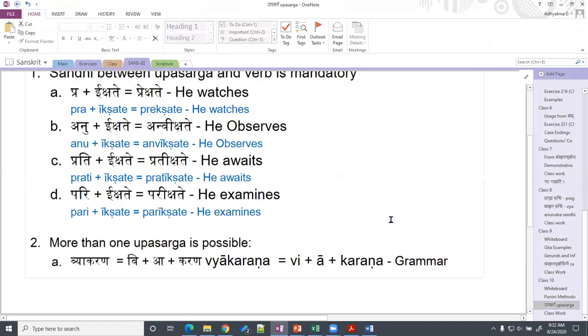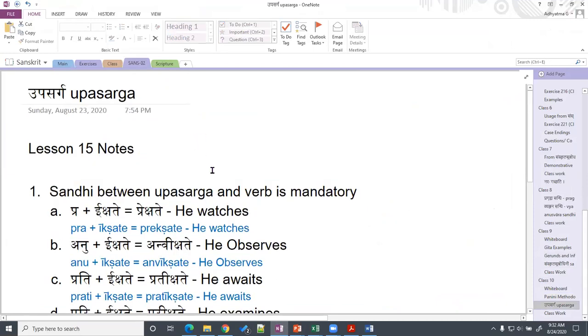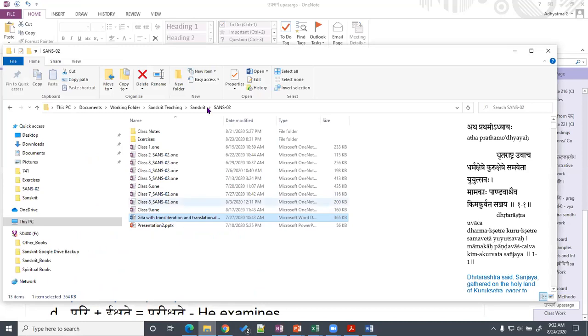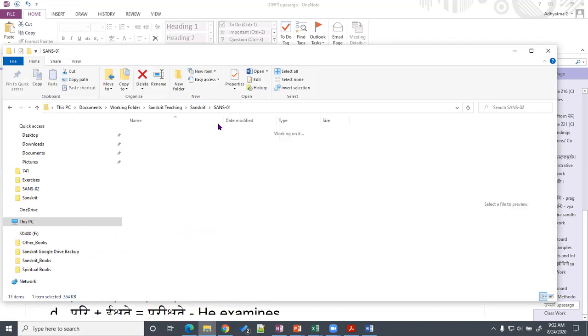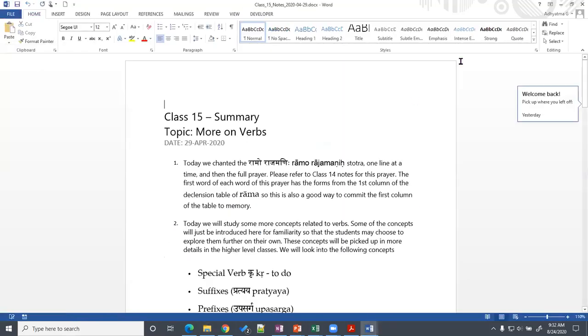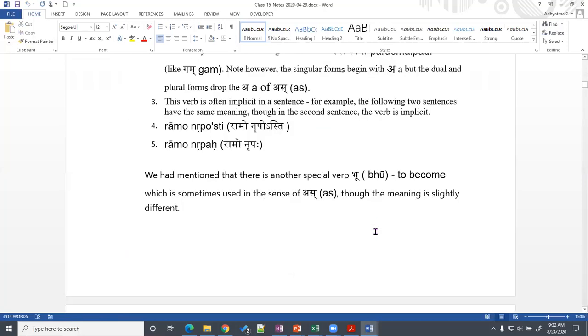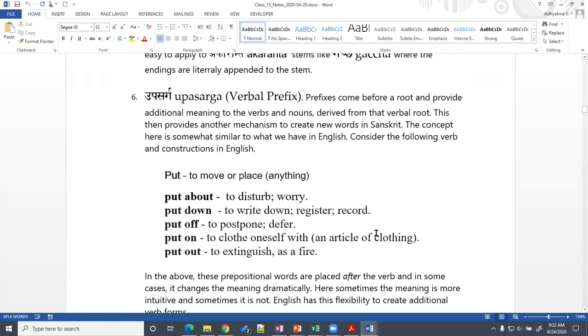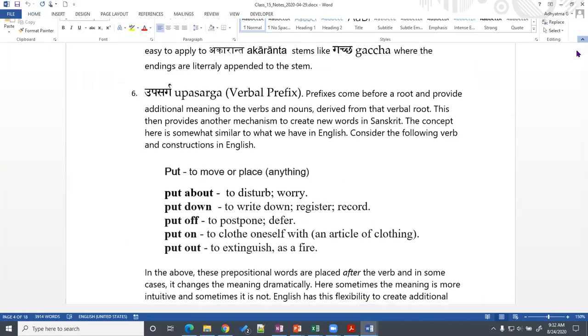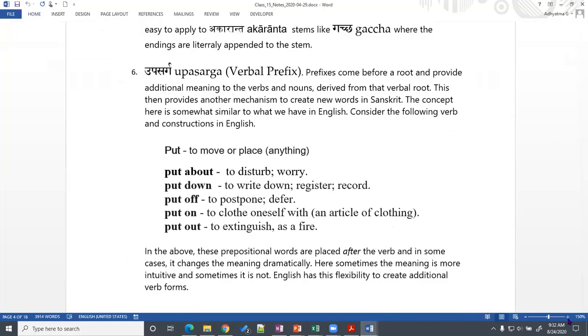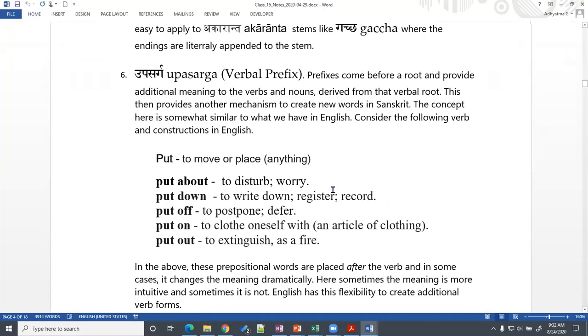Then, if there are no more questions, I want to start with this topic called Upasarga. Upasarga is called verb prefix. And we covered it in the Sanskrit 1 course in lesson 15. So I would recommend you check the notes of lesson 15 from course 1. So here are the lesson 15 notes, which you can access from the repository. And here was the one I had explained. It must be looking like a long time ago, so some revision may be in order here.